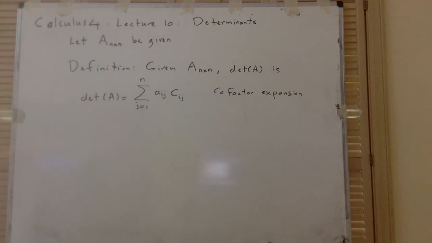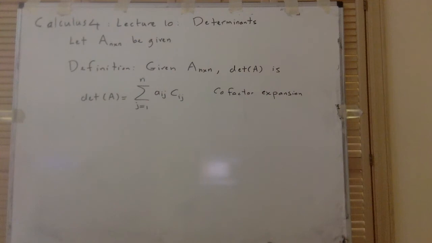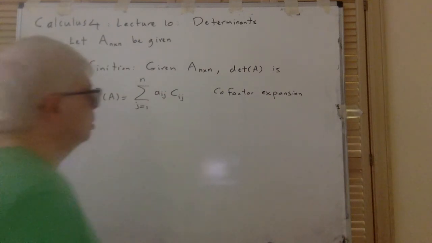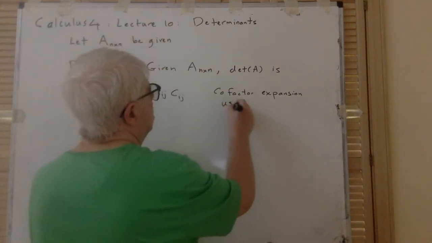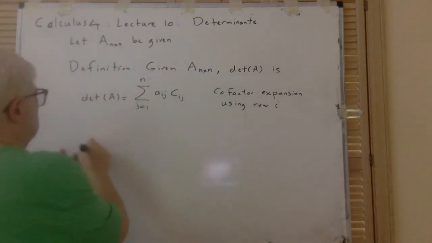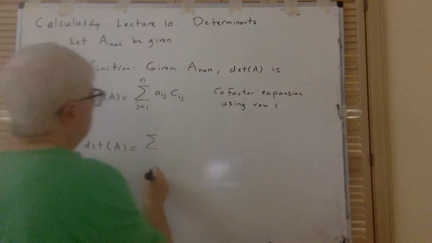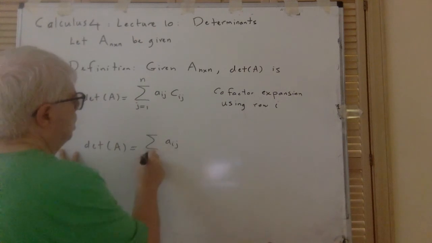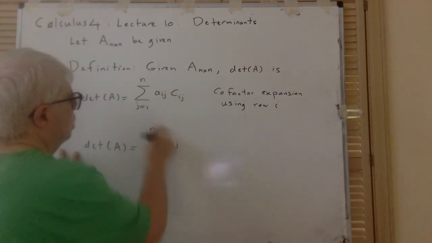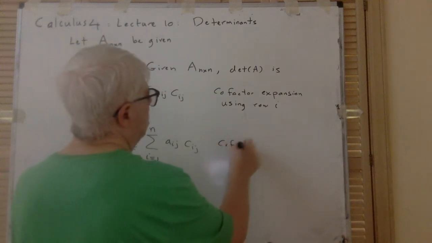It's interesting that you can prove, I'm not going to prove it, but you can prove that this doesn't depend on which row I'm using. I can also use a column. So this is using row i. Now I can use a column here: Aij, in this case i goes from 1 to n, times Cij. Then this is also cofactor expansion.